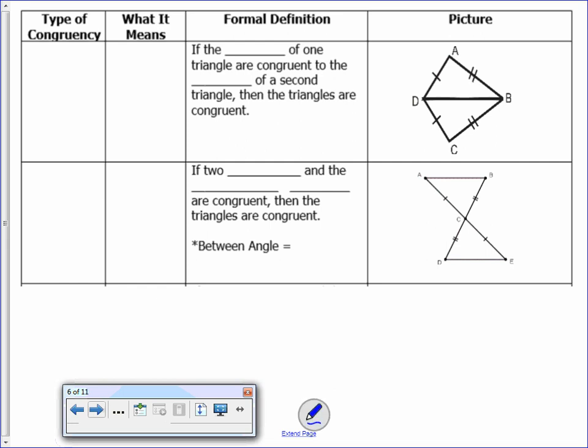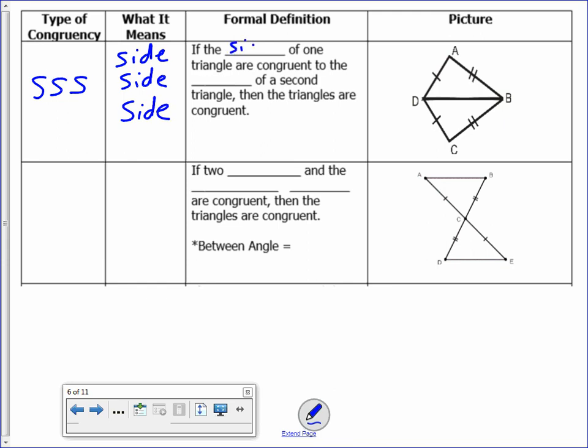The first one is what we call triple S or SSS. That stands for side, side, side. And in triple S, if you can prove the sides of one triangle are congruent to the sides of a second triangle, then the triangles are congruent. So if you can prove that the 3 sides of one triangle are congruent to the 3 sides of the other triangle, then that's enough evidence to say that the triangles are congruent. Reason, triple S. In the picture provided, we're told that it has one set of congruent sides, it has a second set of congruent sides, and we can find a third set of congruent sides because they have a reflexive side.